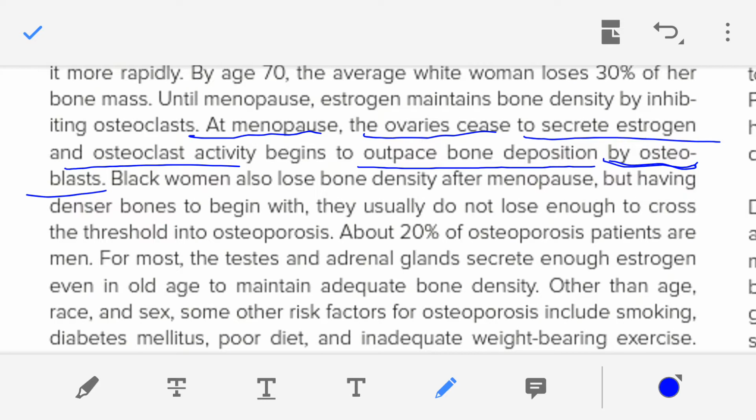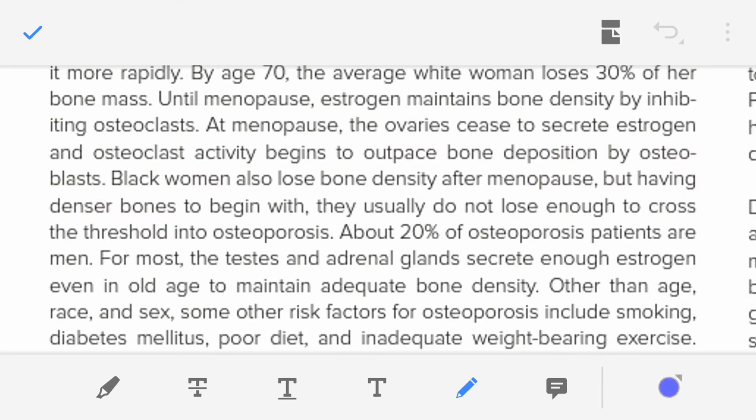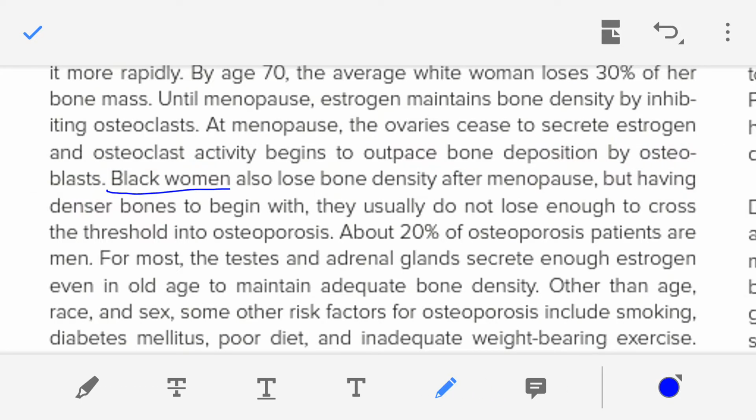Now, when we discuss black women, what happens? The bone density is very good, and that's why after menopause, black women are not very susceptible to osteoporosis, because their bones are very dense. That's why they are not affected much by osteoporosis.